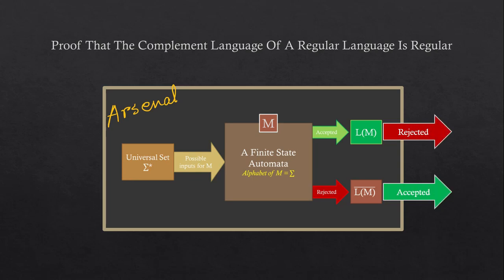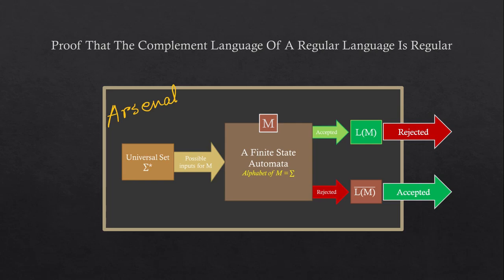So is Arsenal a finite state machine? Well, yeah, because all we did is took a finite state machine and added one more step. What we are doing is, whenever the original machine M is producing a result, we are just inverting it, right? So whenever it is accepting something, I'm rejecting it, and vice versa. Now, what is the language of Arsenal? The language of Arsenal is going to be L of M prime, right?